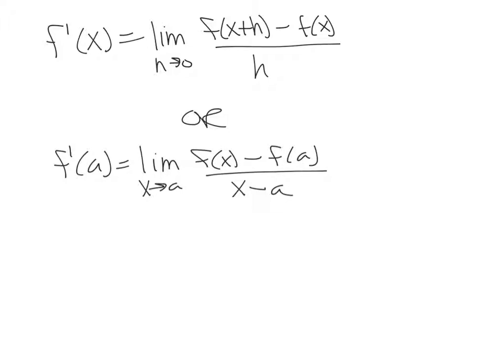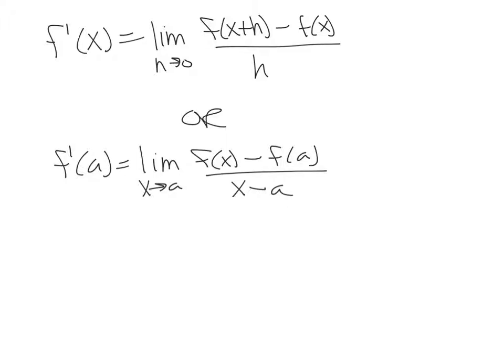Now the second equation, f prime of a equals the limit as x approaches a of f of x minus f of a divided by x minus a, is also a definition for the derivative using a limit. But notice that this one gives us the value of the derivative at one particular spot, namely at a.